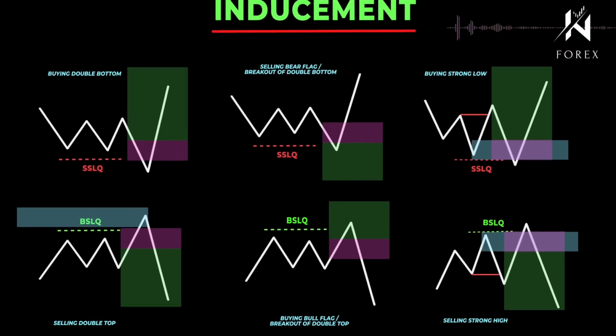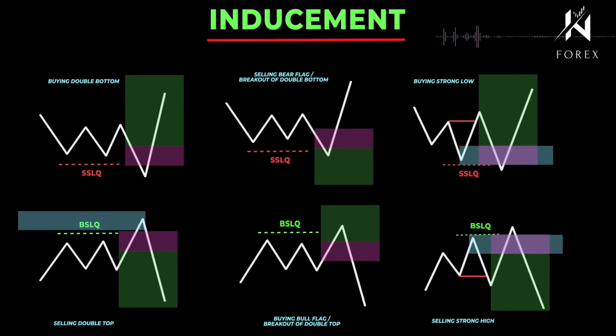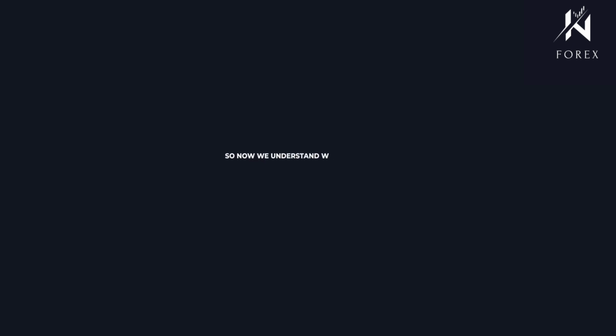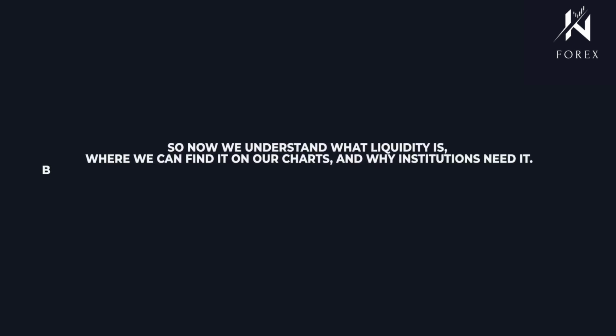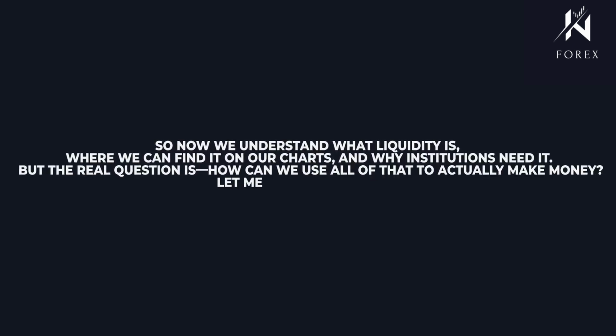The key here is identifying inducement that generates available liquidity. For instance, structure forming in front of a POI, point of interest, can increase the probability of it holding and of price playing out in the direction you're anticipating. This is a powerful concept when understood properly, but on its own, it's pretty useless. Like anything in trading, you need to combine it with your other confluences to build a portfolio of evidence and take high probability trades. So now we understand what liquidity is, where we can find it on our charts, and why institutions need it. But now the question is, how can we use all of that to actually make money?